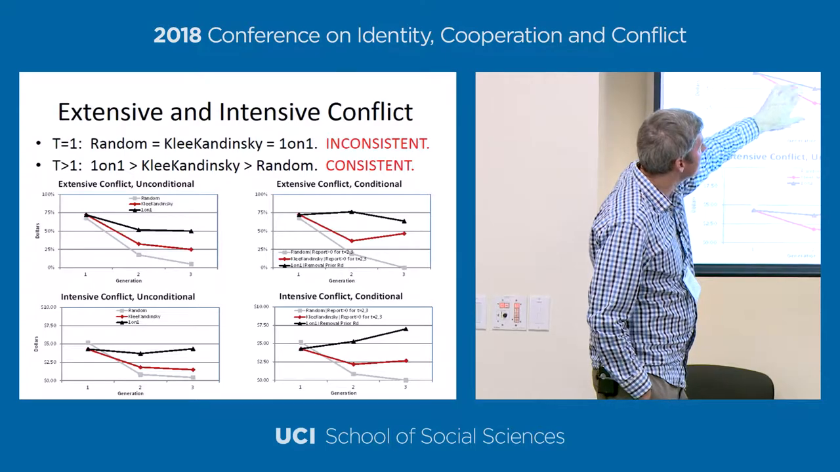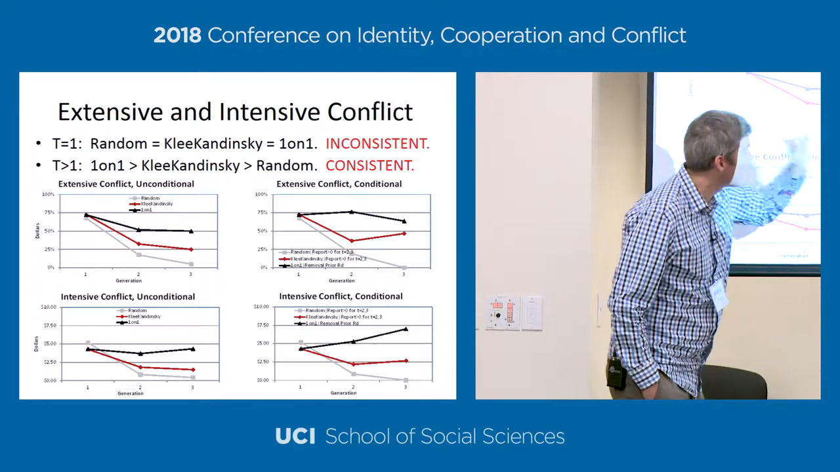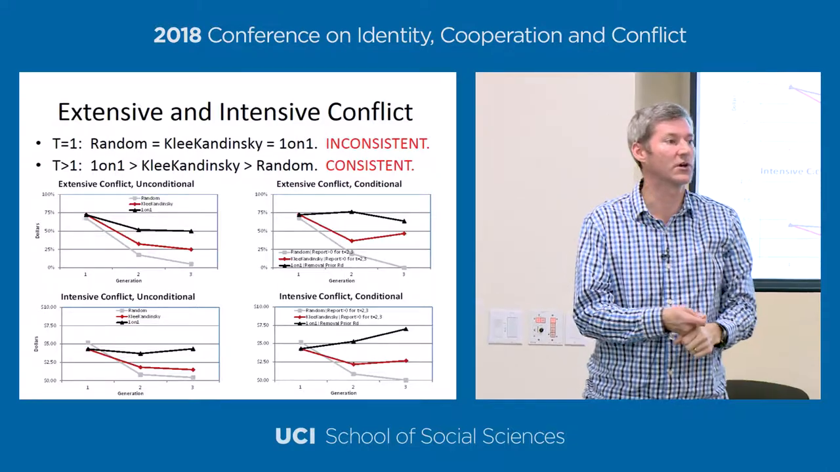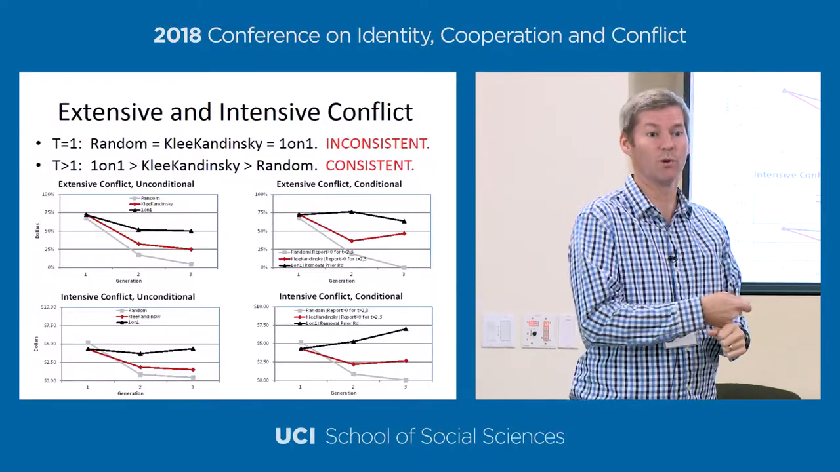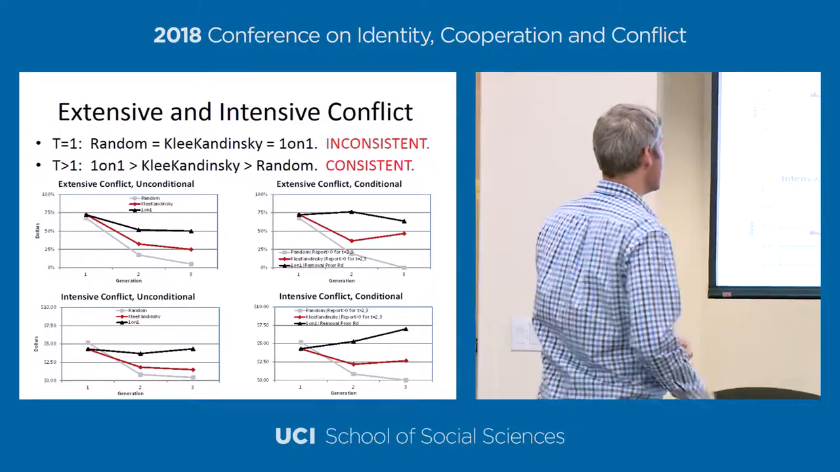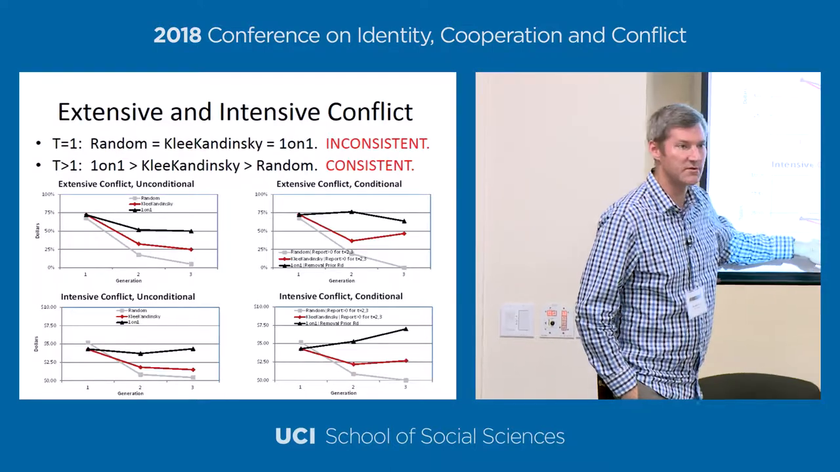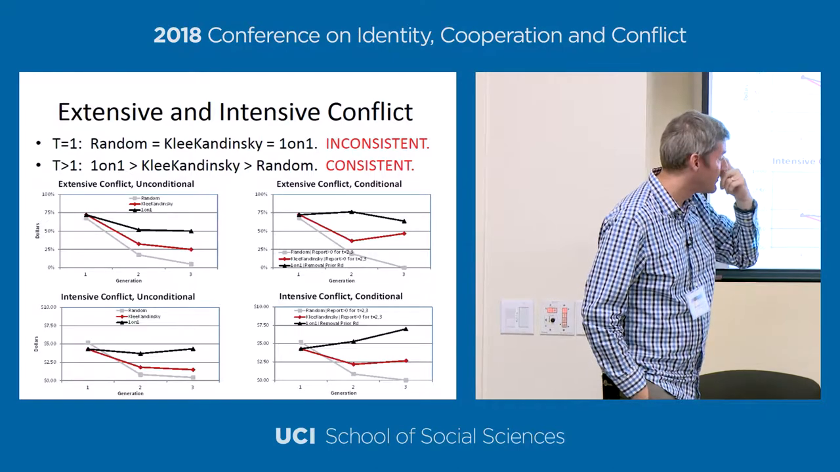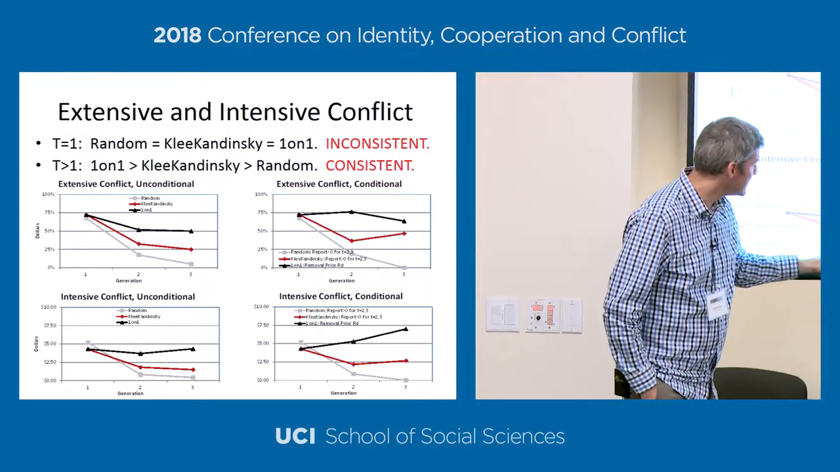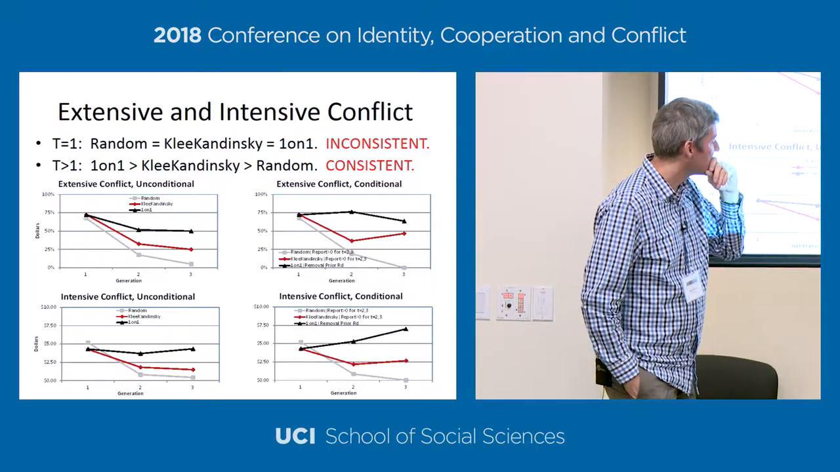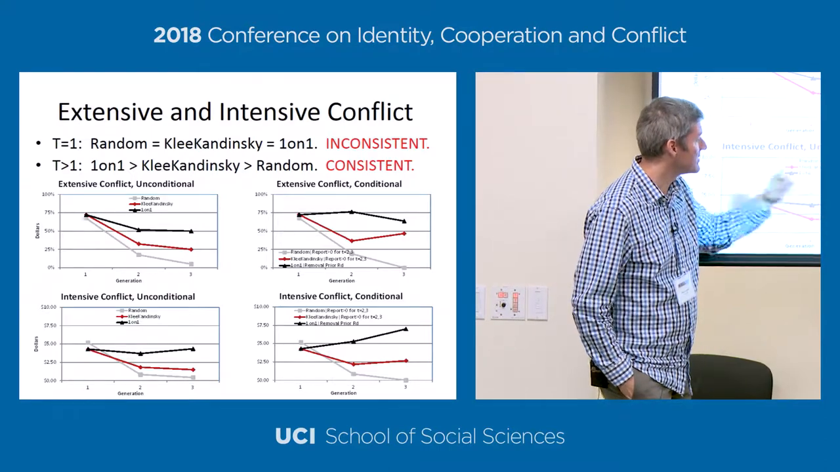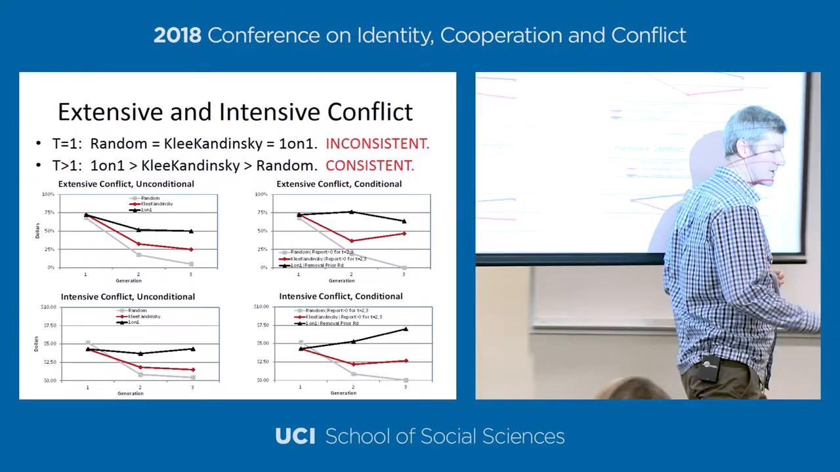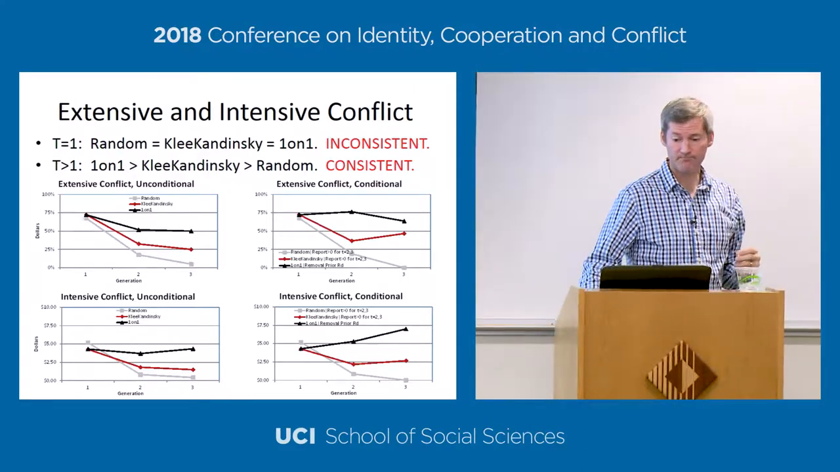So this is just the unconditional rate of conflict. We can break it down by conditional. Here's the intensive conflict. So it's not whether conflict occurred, but how much was stolen, how much was removed. And we see the same general pattern. And these differences, when you pool these subsequent generations, when you don't pool them, these are statistically different rates at which conflict continues.